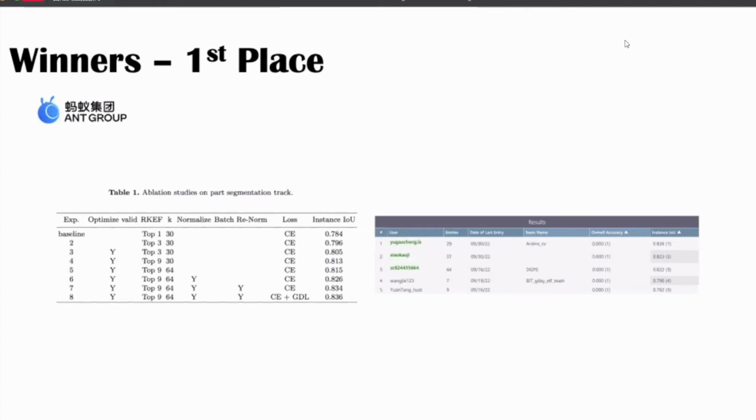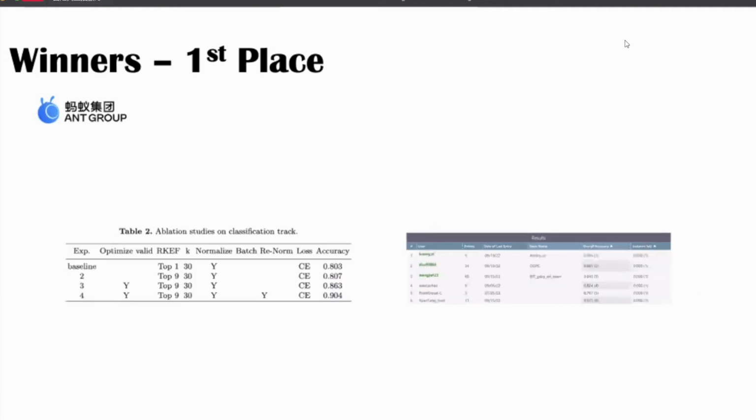Here the table shows the ablation experiments of our proposed methods, as well as the comparison of our solution with other top solutions. We obtain an instance IOU of 0.836, exceeding the baseline by 0.052 for the part segmentation task. And for classification, we obtain an overall accuracy of 0.904, exceeding the baseline by 0.101. We rank first place in both of these two tracks.